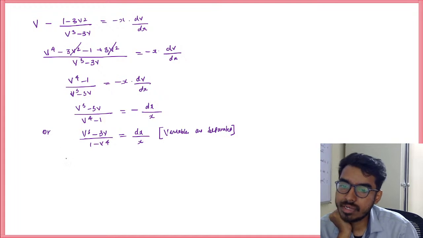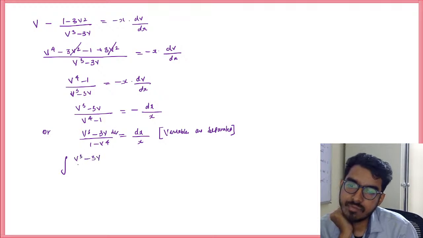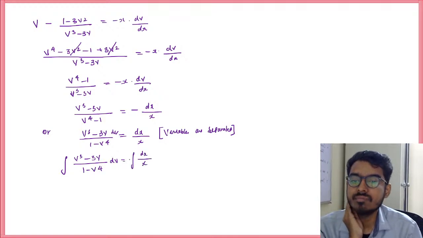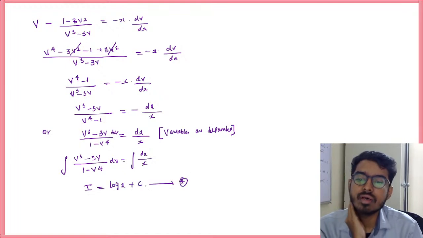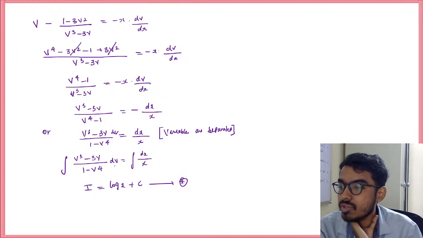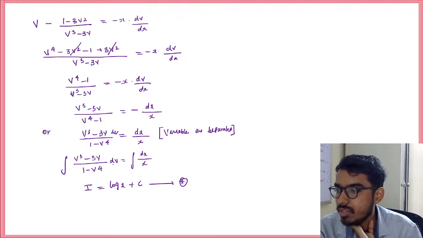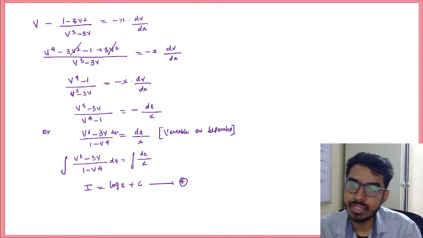So how you will integrate v cube minus 3v divided by 1 minus v power 4 dv is equal to integration of dx by x. Let's call this as I. This is log x, so we'll add some constant c. Now, how you will integrate v cube minus 3v by 1 minus v power 4, right? Okay, so we integrate this.